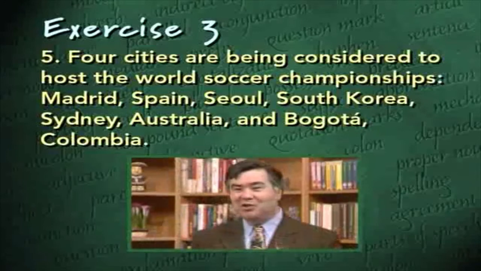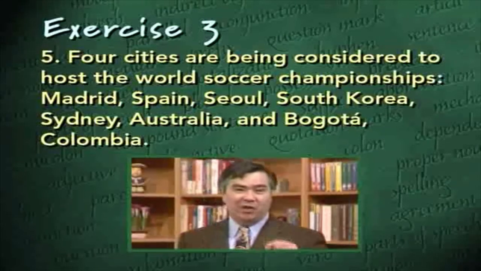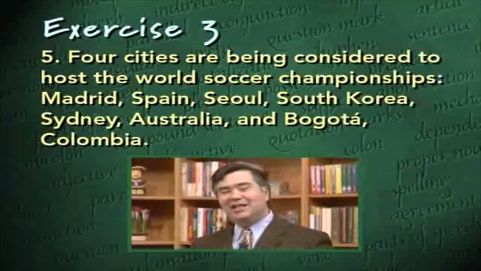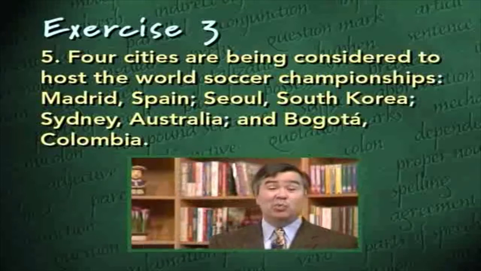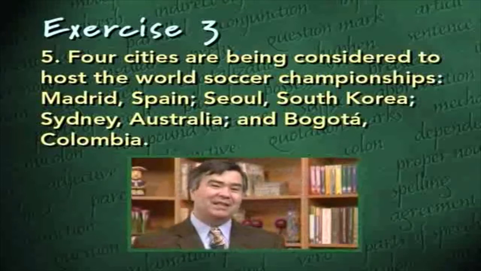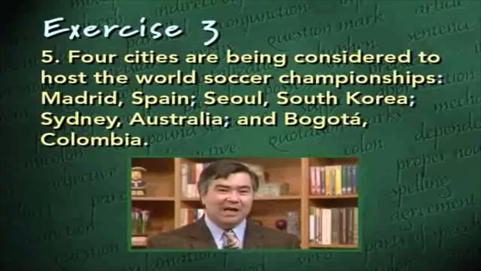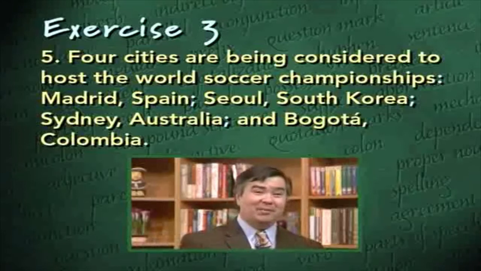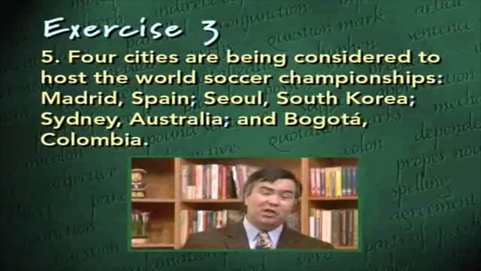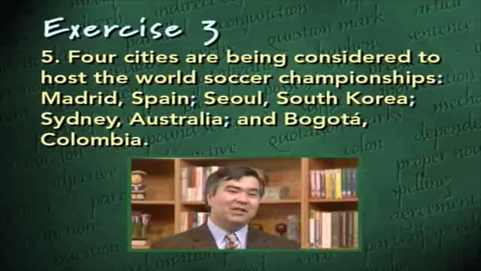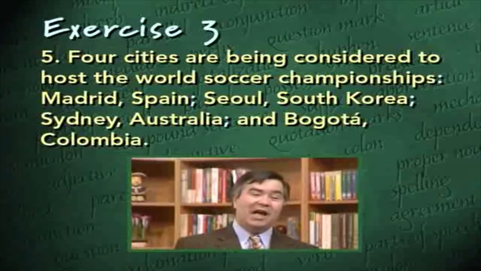Now, what do we do when we have items in a list, each of which contains a comma? For clarity's sake, this is the other instance where we would use a semicolon. We can separate the items in the list with semicolons just because the items themselves contain commas, and it's confusing if you only use commas. You can't tell then where one item begins and the next item ends. So the proper way to punctuate this list would be to use semicolons between the items, and that way it's easy to tell where each item starts.